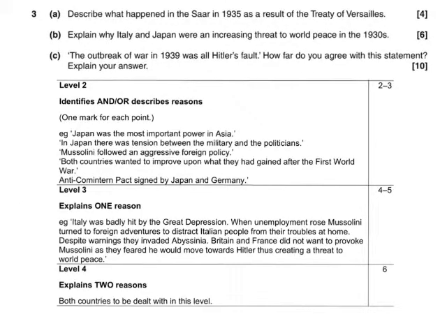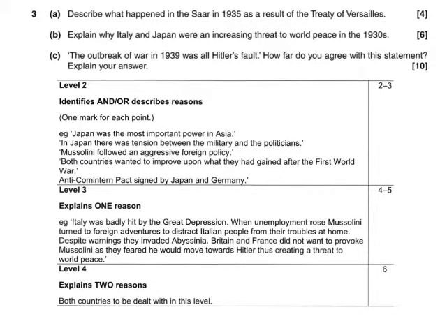Now, moving on to question B. I've got my explain-type question, 6 marks, very standard. Most of you should by now be realising what you need to do for these sorts of questions. Level 2 gets 2 to 3 marks, just for identifying or describing reasons. The question is: explain why Italy and Japan were an increasing threat to world peace in the 1930s. These are all legitimate reasons.